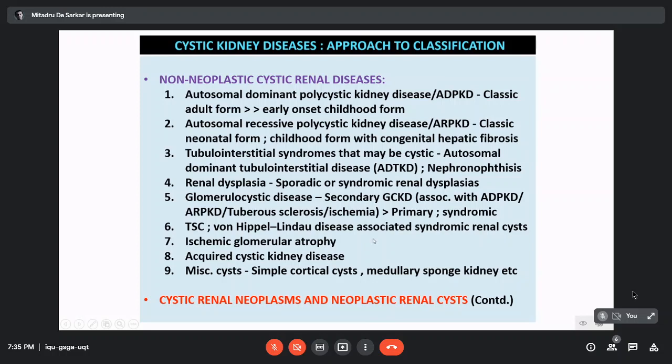Then there is another category of non-neoplastic renal cysts, which are, however, associated with two important tumoral syndromes. These are tuberous sclerosis and von Hippel-Lindau disease. And ischemic atrophy of the glomerulus is another important cause, as well as acquired cystic kidney disease. Aside from that, there are a few miscellaneous cysts like simple cortical cysts, medullary sponge kidney, etc.